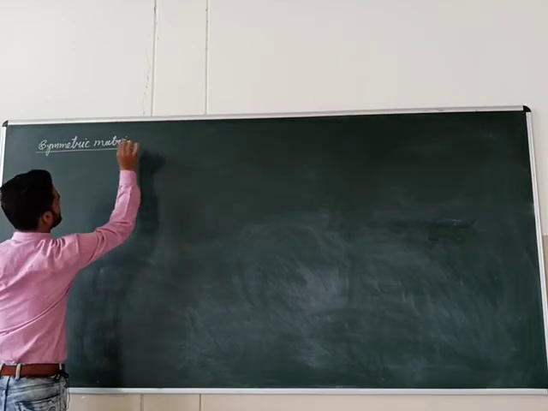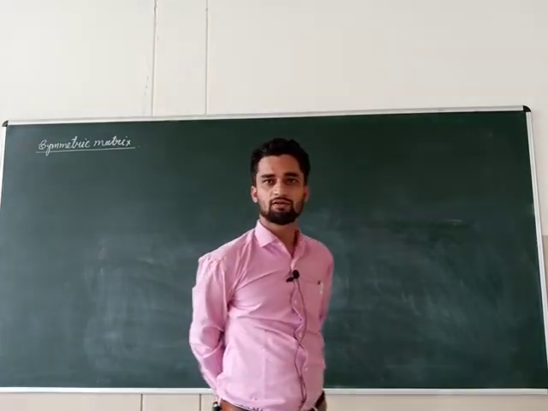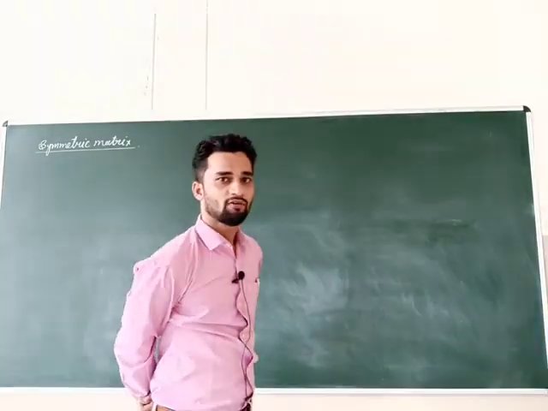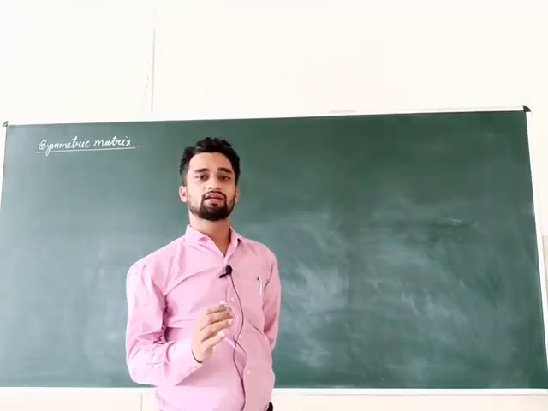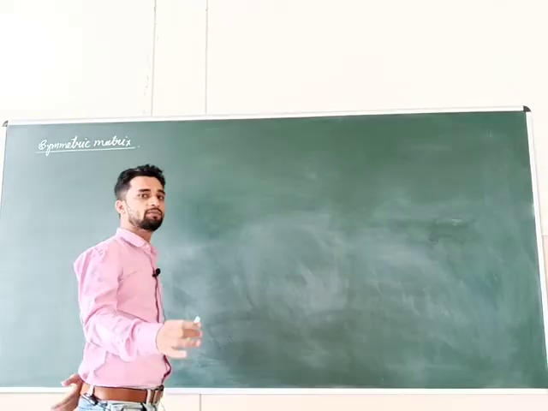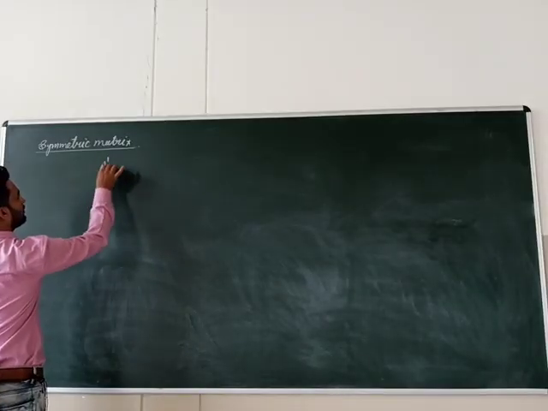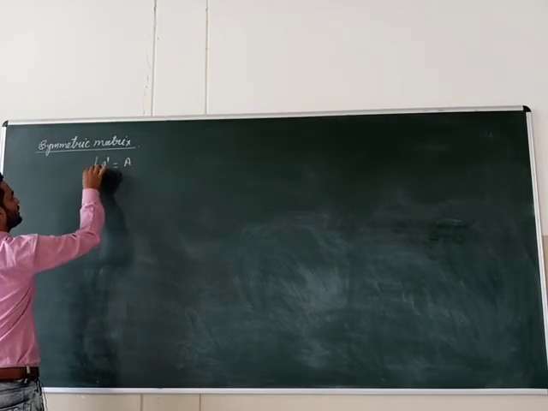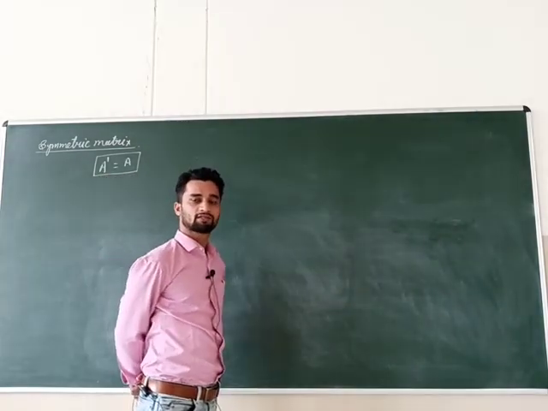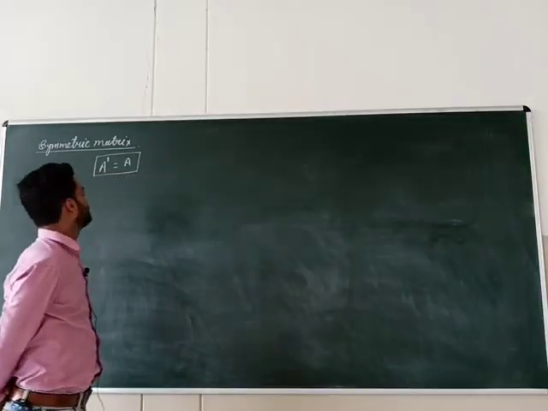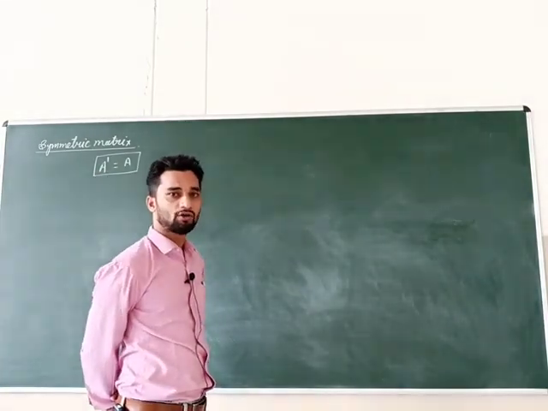A matrix is said to be symmetric if we find the transpose of the given matrix and it comes out equal to the given matrix. In simple words, if A dash of any matrix is equal to A, then it is a symmetric matrix. We have so many examples. Now we'll solve some questions, and there we'll see how it comes.